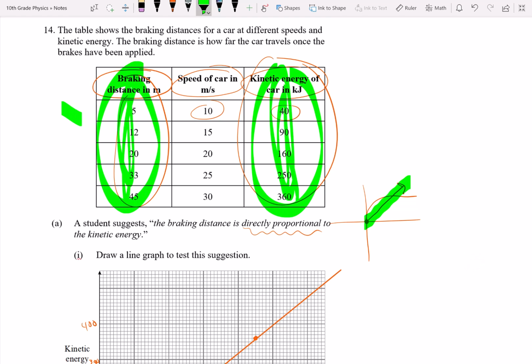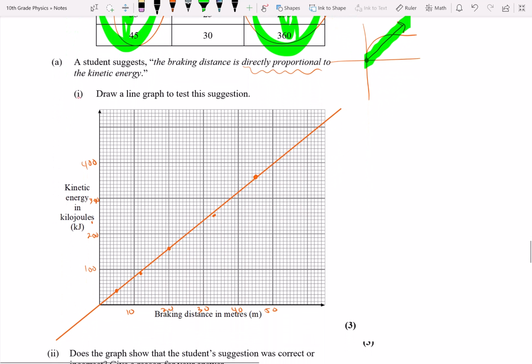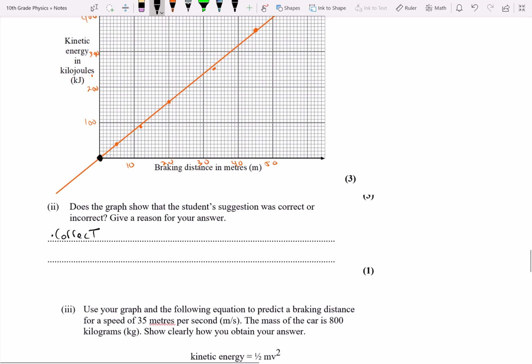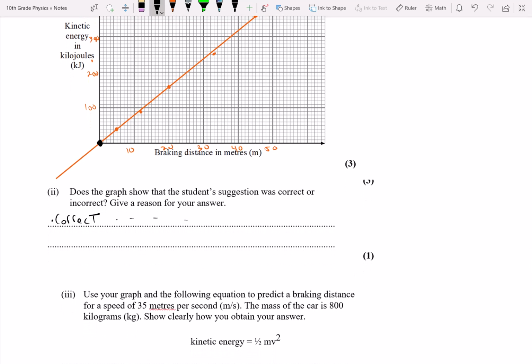These are our x coordinates and these are our y coordinates, which I've done here. And then we can see I can draw a line passing through the origin, which is there. And this line goes very close to all of these points, right? So the answer here is, does the graph show that the student's suggestion was correct or incorrect? We'd say correct, right? Because we can draw a line that is close to all the points and passes through the origin. So that's what I said you'd write there.